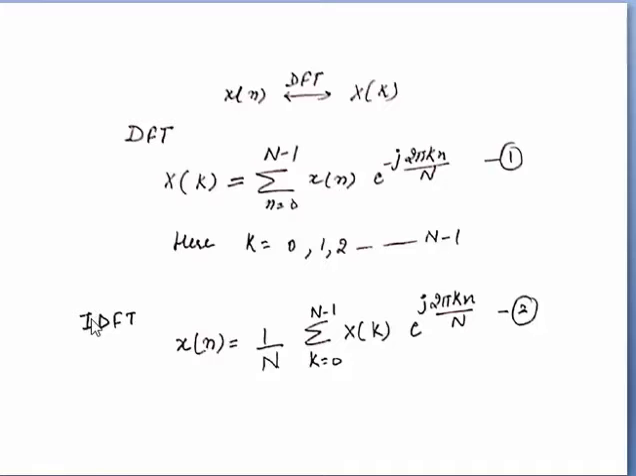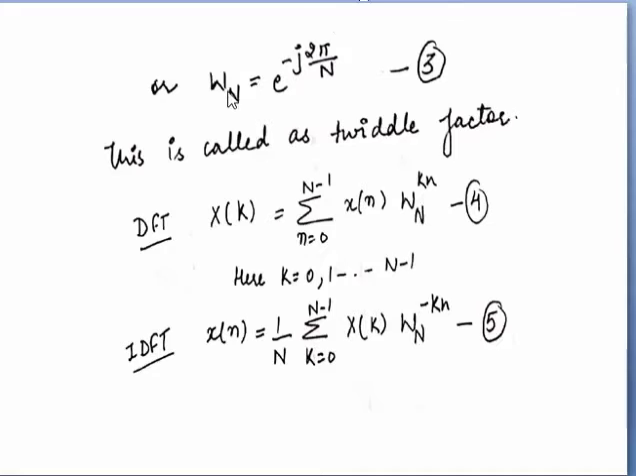And the IDFT, inverse discrete Fourier transform, is x of n is equal to 1 by N summation k from 0 to N minus 1 of X of k e raised to power j 2 pi k n over N, equation number 2. Also W_N is equal to e raised to power minus j 2 pi by N, that is called the twiddle factor.